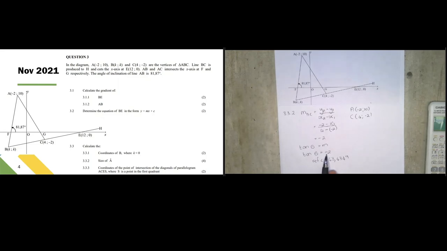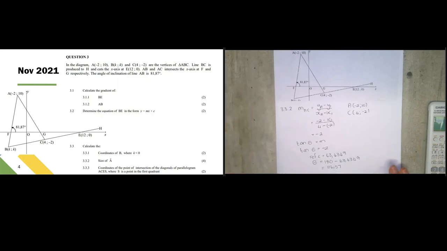That was negative. That helps me determine in which quadrants I am going to be. Where's tan negative? In my second and in my fourth quadrant. So with this picture, what would that refer to? This would refer to the second quadrant. So to get to the second quadrant, theta would be 180 - 63.4349. So my theta would be 116.57. Okay, now I'm going to fill that in on my sketch.